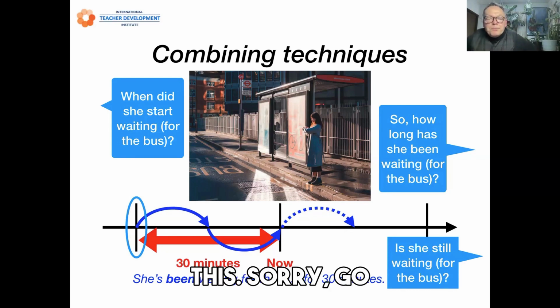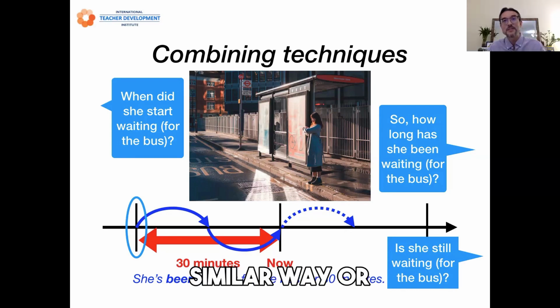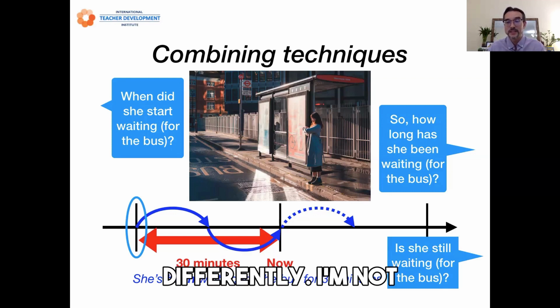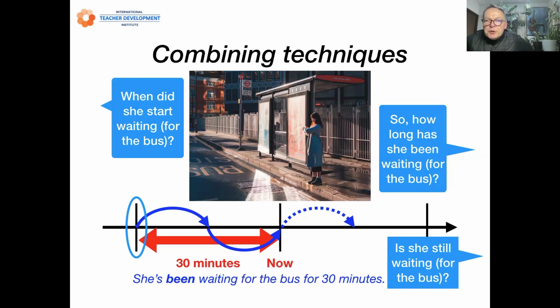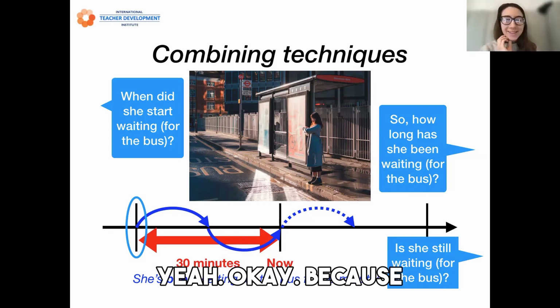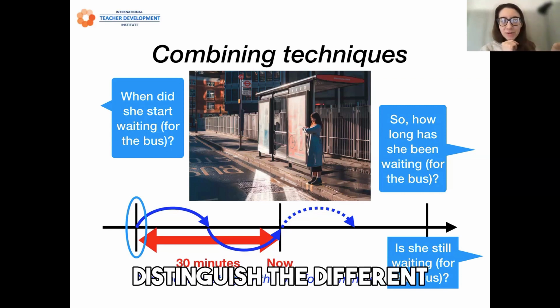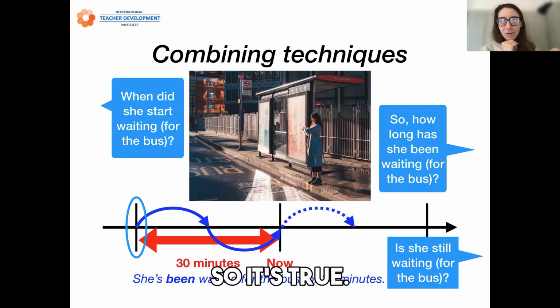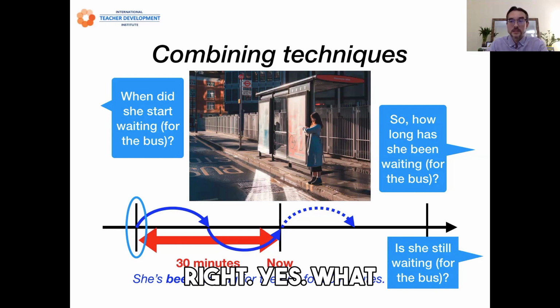Anybody do this? Go ahead. I was just going to ask, does anyone do this in a similar way or a little bit differently? I'm not as curvy as you, but I like the way you did it. Yeah. Okay. Because it helps to distinguish the different elements, I think. So it's true, she might still be waiting in the future, but the relevant thing is the 30 minutes before that. Right. Yes.